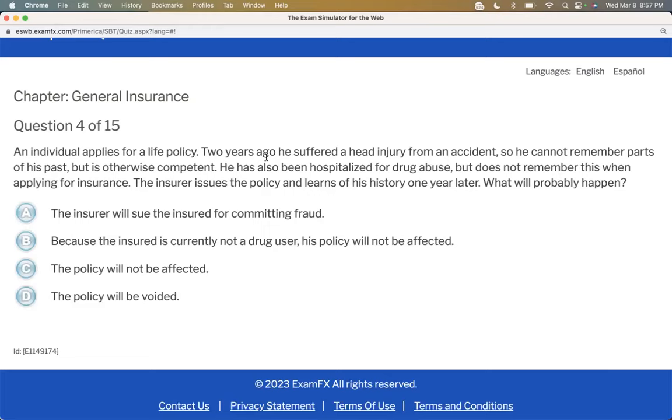An individual applies for life insurance. Two years ago, he suffered a head injury from an accident, so he cannot remember parts of his past, but is otherwise competent. He has also been hospitalized for drug abuse, but does not remember this when applying for insurance. The insurer issues a policy and learns about his history 1 year later. What will probably happen?